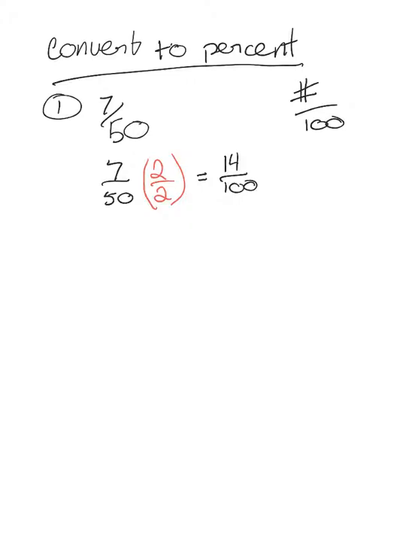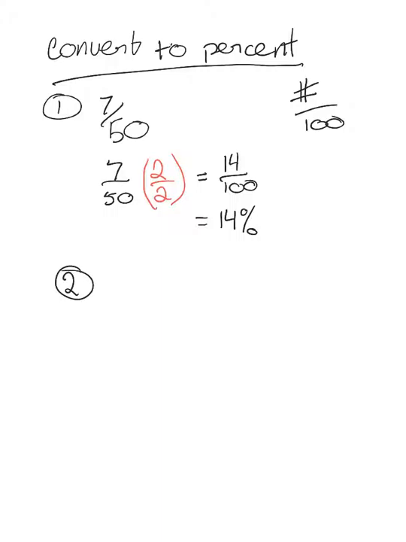Are we done though? No, because we're still in fraction form. What does 14 over 100 mean though? It means that 14% of whatever has been done or will get done, because 14 out of 100 units have been consumed.